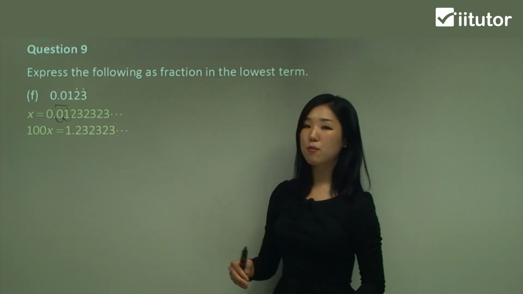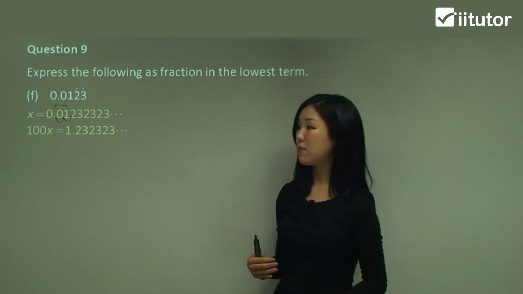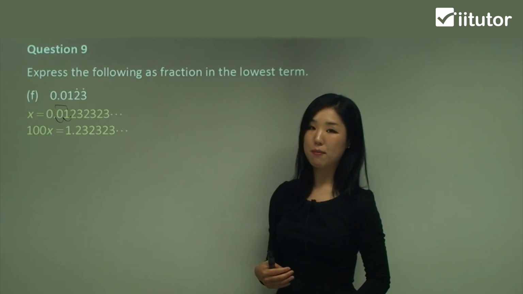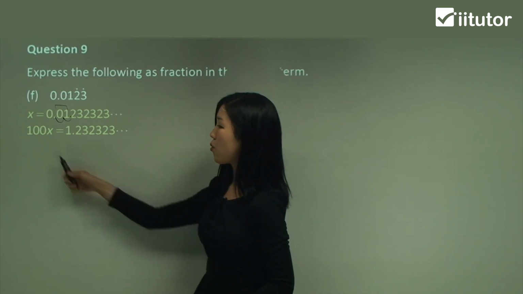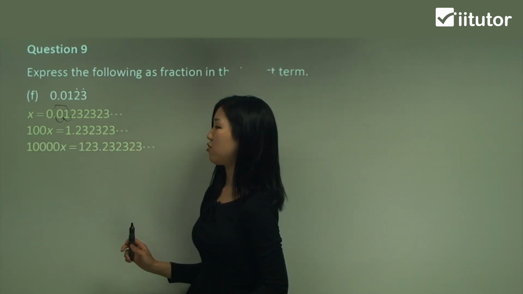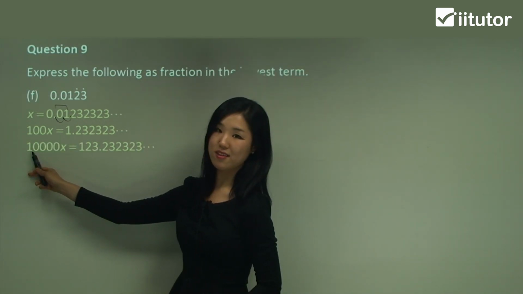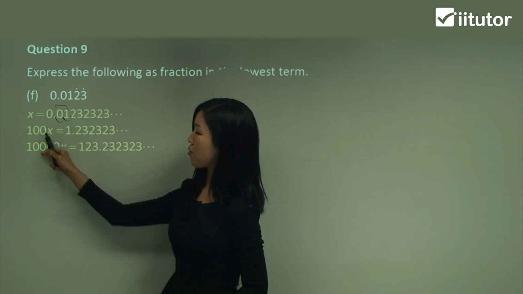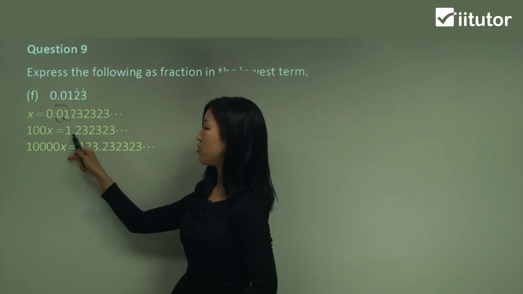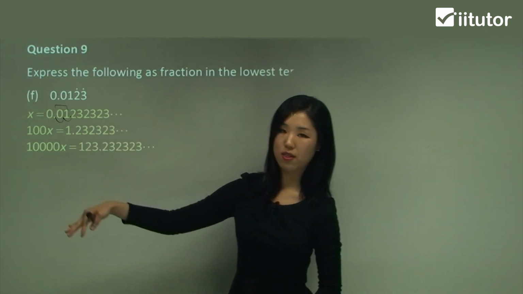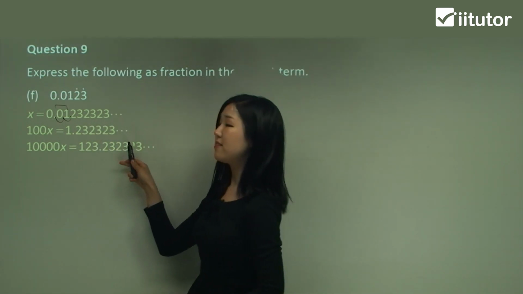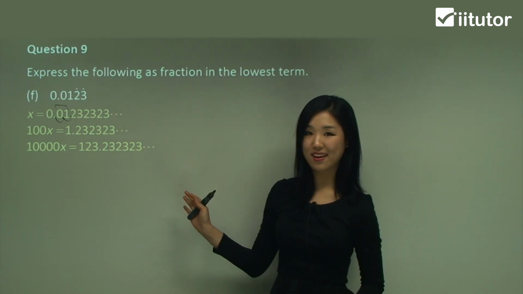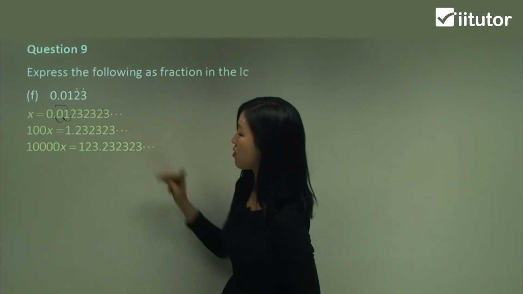So now I want to multiply again so I can do some elimination. What should we multiply by? As you can see, 2 numbers are recurring, so we have to multiply by an extra 2 zeros, so 10,000. Okay, so see how we added 2 extra zeros from the 100? Because we want 2 places to go to the left of the decimal. So now we have 123.232323 again. Alright, so we have the same numbers after the decimal point.